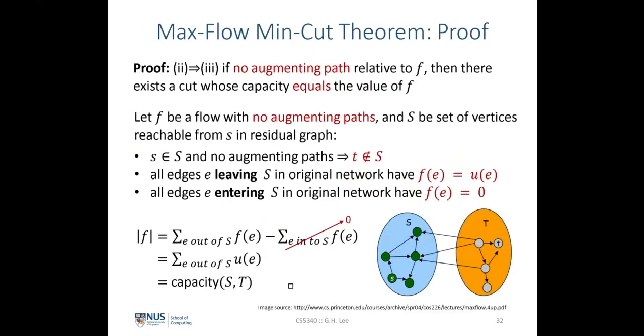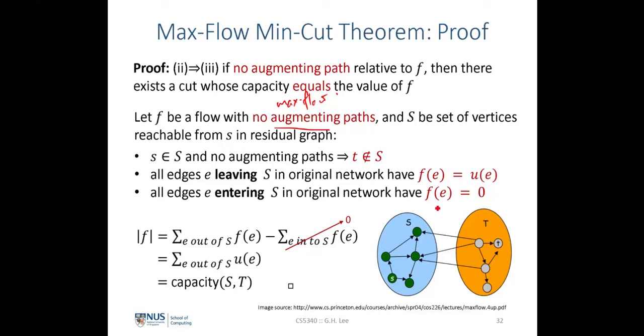So in this case, let's do the proof using this graph over here, where we let F be the flow with no augmenting path. This means that the max flow has been achieved. This means that we can no longer send any flow from the source to the sink node in this graph. And let S be the set of vertices reachable from S, the source node, in the residual graph.